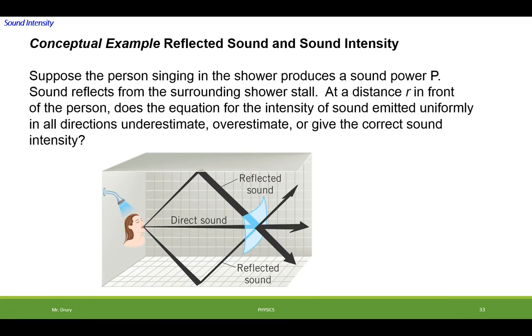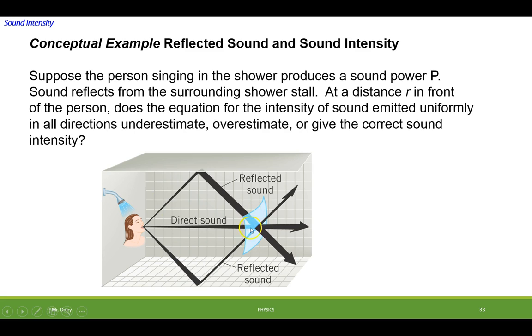All right, let's try a conceptual example. You have a person singing in the shower. Their voice, for simplicity, is shown in 3 different directions. One is going up, hitting the shower roof and coming back down. One hits the floor and goes back up. And one takes a direct route. The question is, at distance r in front of the person, does the equation for the intensity of sound emitted uniformly in all directions underestimate, overestimate, or give a correct sound intensity?